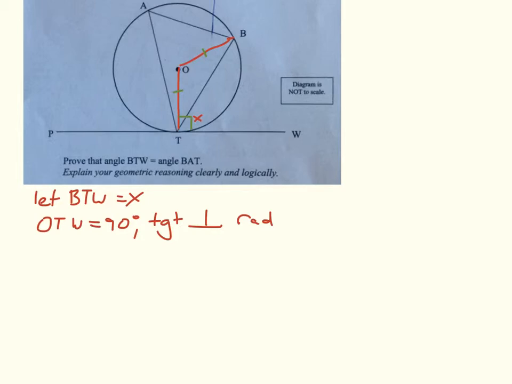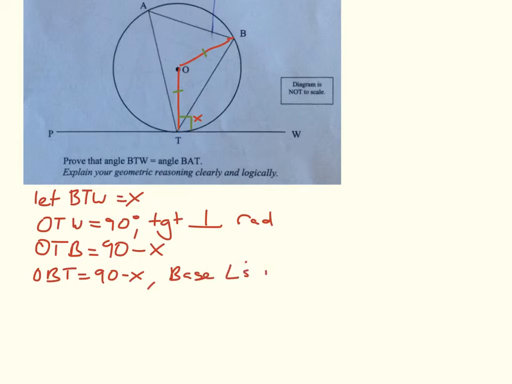The next thing I'm going to do is find the next angle, moving slowly across here, that small one in there, it's OTB. So OTB equals 90 degrees, that 90 degree angle minus my X. I'm sticking with the algebra. That means that the base angle, this one over here, is also 90 minus X, so OBT also equals 90 minus X, and that is because base angles in an isosceles triangle are equal.